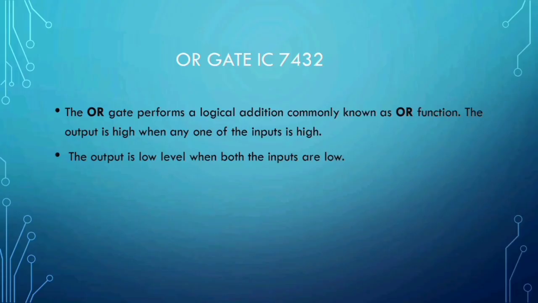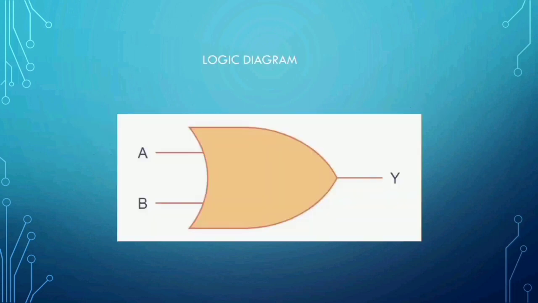OR gate IC7432. The OR gate performs a logical addition commonly known as OR function. The output is high when any one of the inputs is high. The output is low level when both the inputs are low. Formula for OR gate. Logic diagram for OR gate. A and B are the inputs, Y is the output.